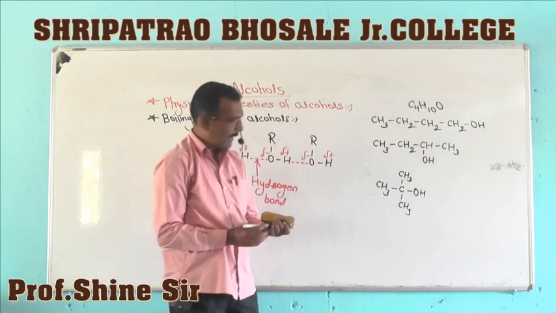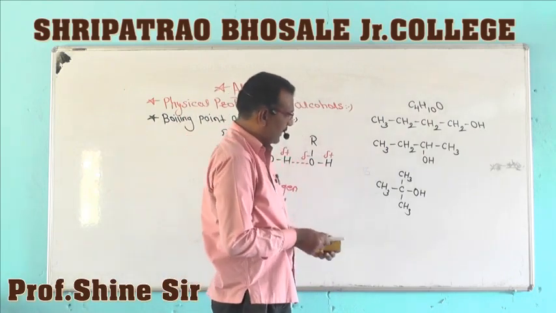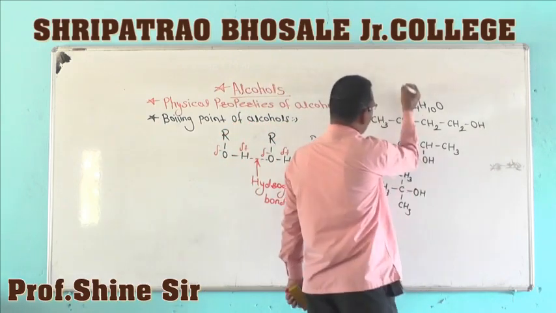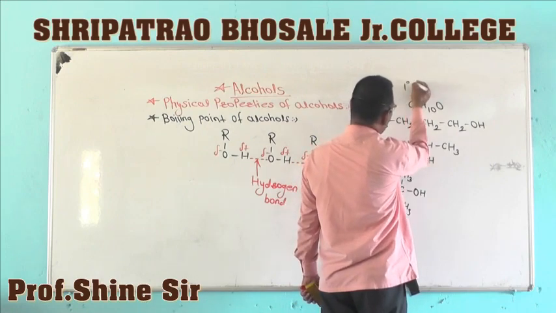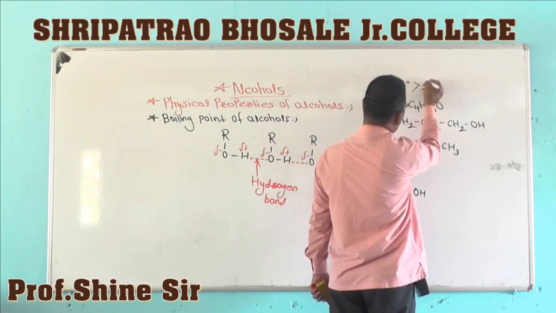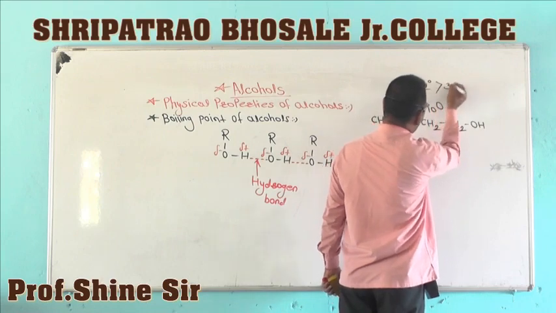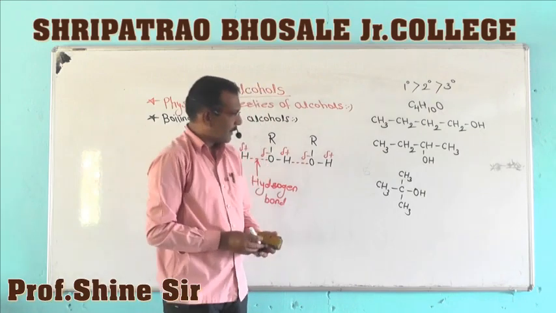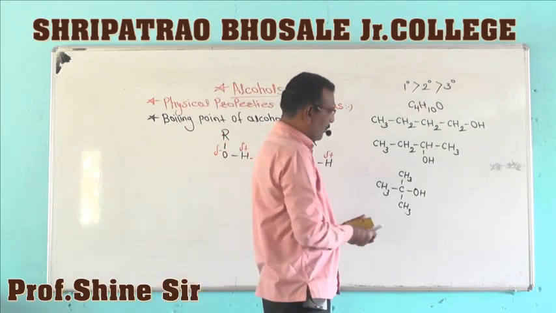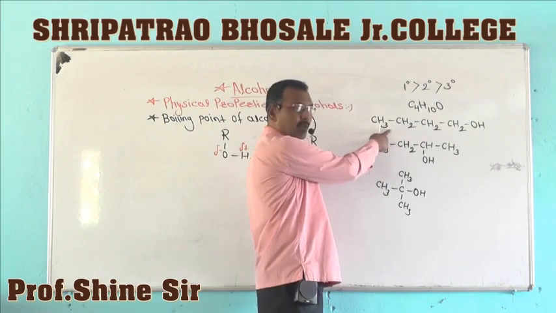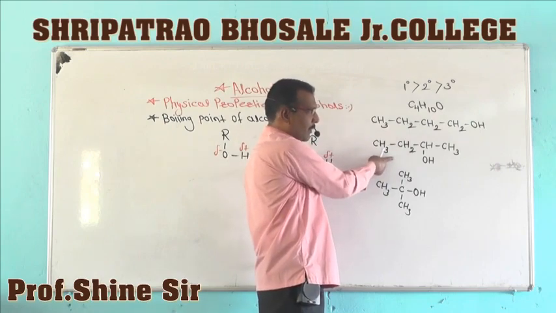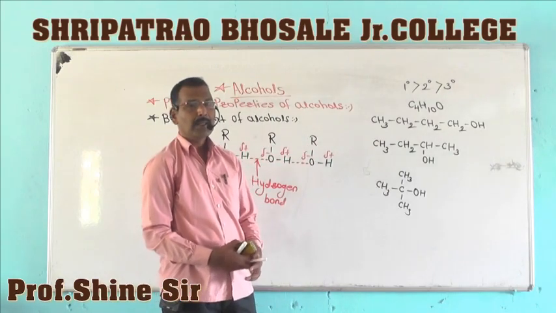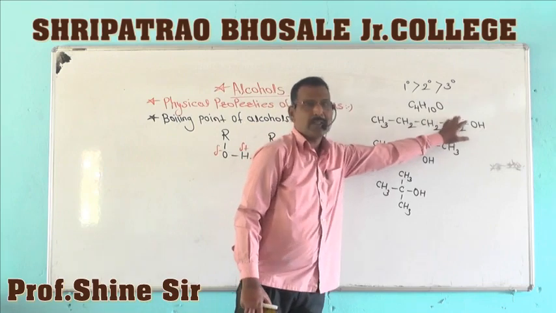The boiling point order is that primary alcohols have higher boiling point than secondary alcohols, and they have higher boiling point than tertiary alcohols. For example, in these isomers, the boiling point of N-butyl alcohol is greater than secondary butyl alcohol, which is greater than tertiary butyl alcohol. What happens here? The surface area is greater.